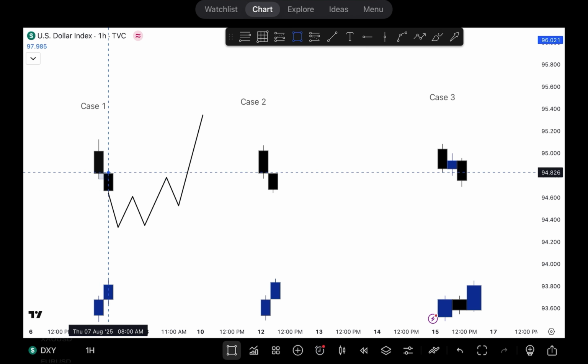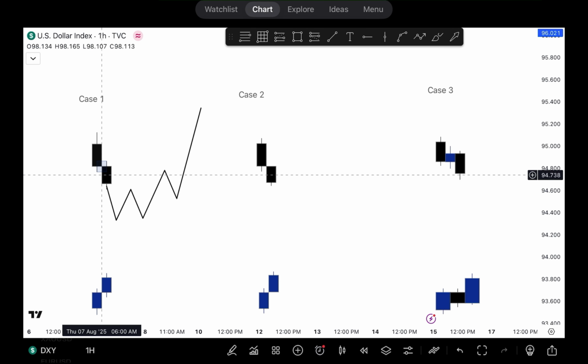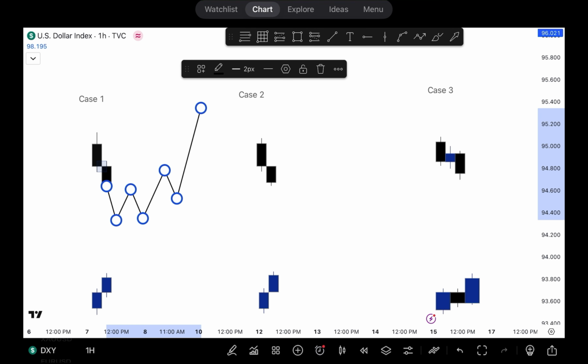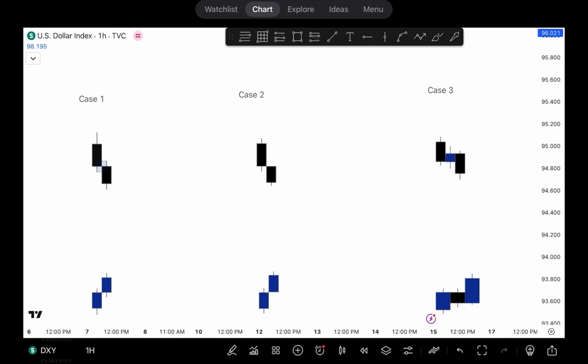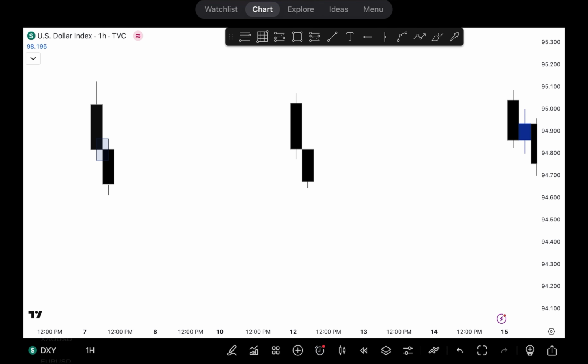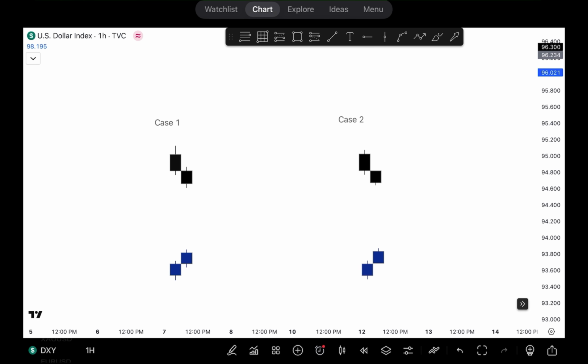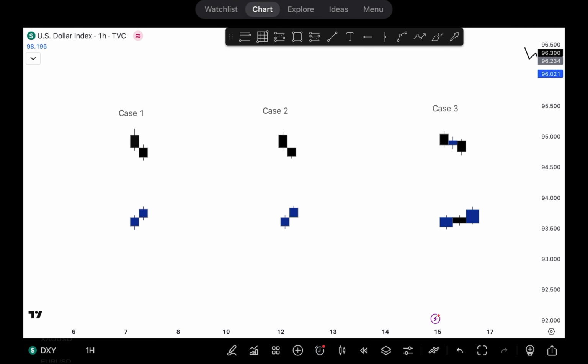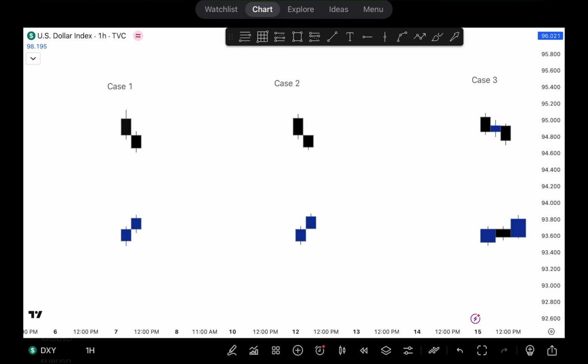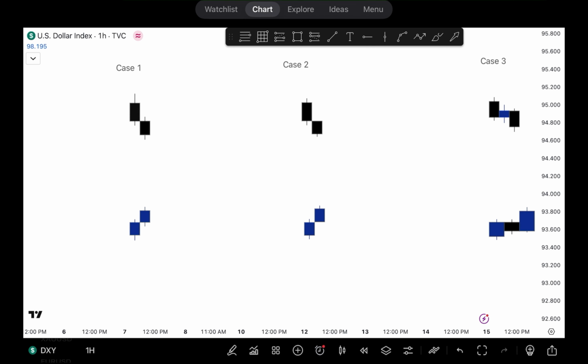Look at this particular candle here and this candle. The second candle already mitigated the first candle, making it invalid. So in that type of case, if you're expecting price to reverse from there, it would not. The probability of it working is low because price already mitigated the previous candle.